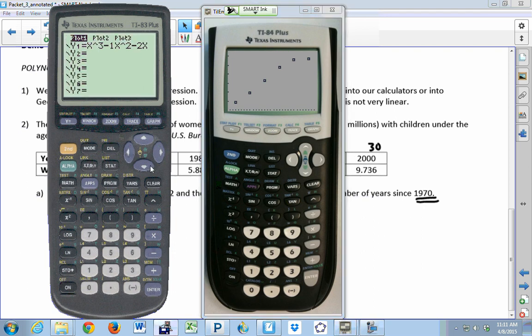Now, you may have some data from the previous class stored in Y1 or Y2, so you want to clear that out or else you're going to get some funny looking things on here. So zoom 9, and you should get this stat plot.